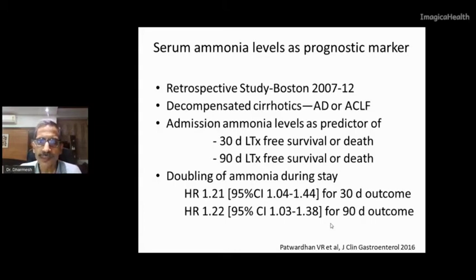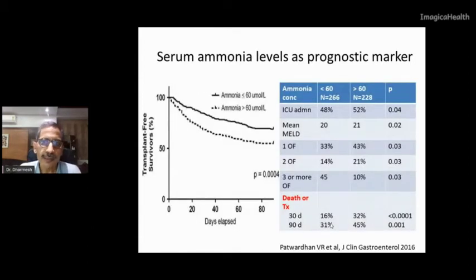What they found was that in these patients, while they were in the hospital, if there was a doubling of ammonia from the baseline value, it had a hazard ratio of 1.21 for the 30-day outcome and a hazard ratio of 1.22 for the 90-day outcome. So this was a study which suggested that the admission ammonia levels, especially if they were not coming down with management, could really have an adverse impact on the patient outcome.